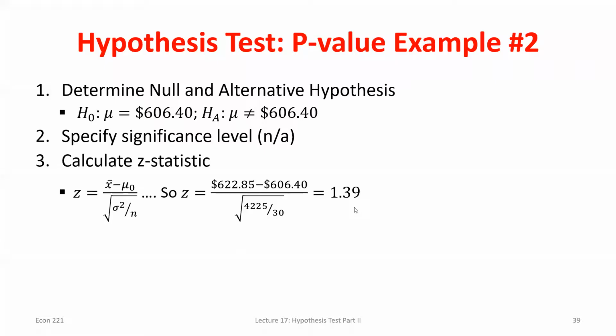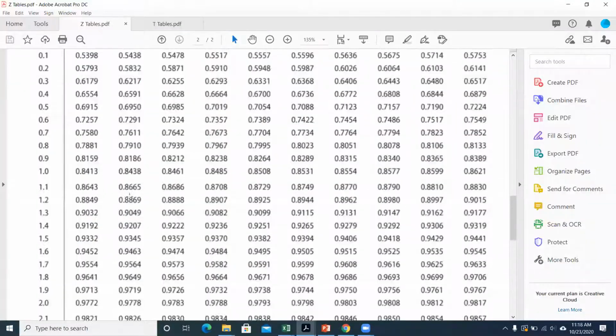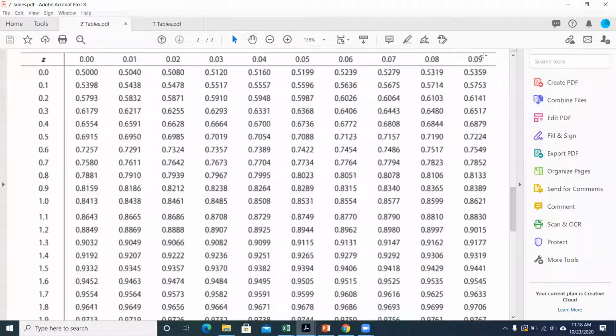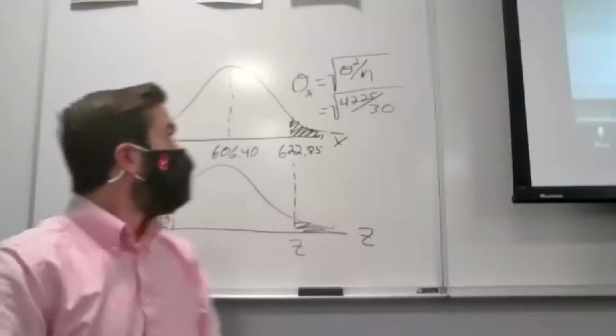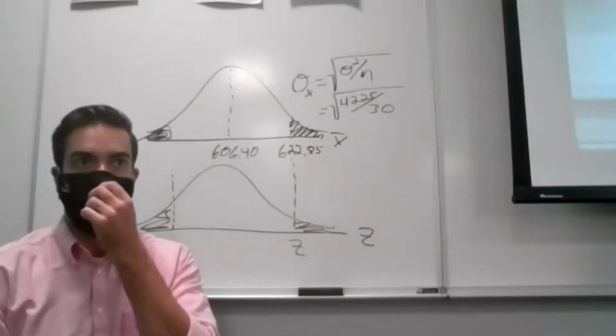All right, so once we have that test statistic, 1.39, we'll go to our table. So 0.09 is all the way at the end. So 1.39, 0.9177, right? So 0.9177 times 2 will be my p-value, right?